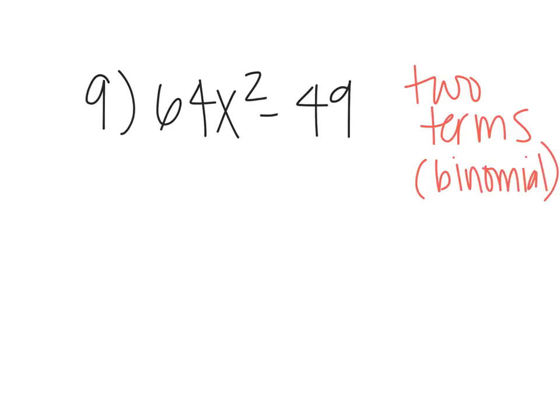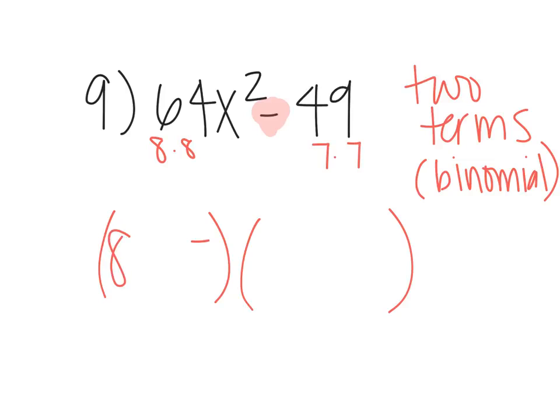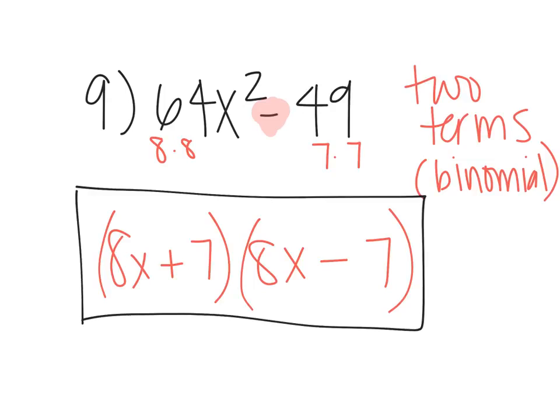And the other thing that makes it different is that there is a minus sign in the middle. So these are the ones that we can factor. There's a trick for factoring them, because the other thing is that each of these numbers is a perfect square. Like 64 is 8 times 8, and 49 is 7 times 7. So I can put an 8 and a 7 in each parentheses with an x, and one time I have a plus, and one time I have a minus. And that is how all of those problems factor.